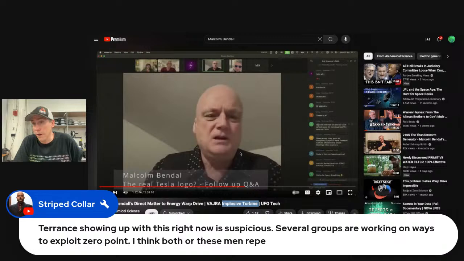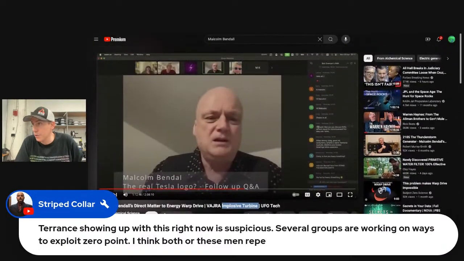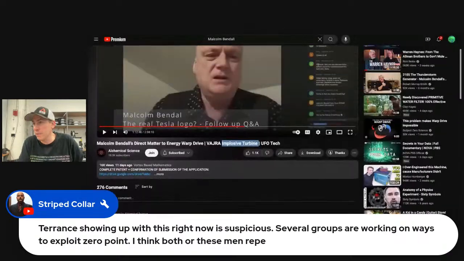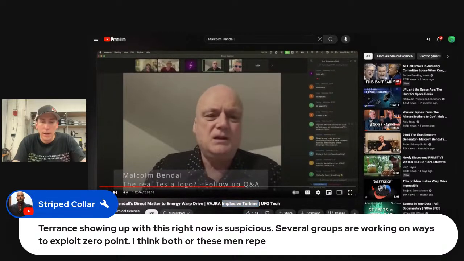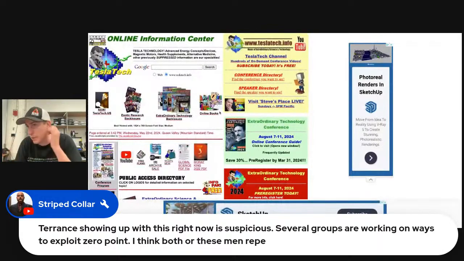Although I could be completely wrong, and maybe Malcolm Bendall really does have a direct matter to energy warp drive and a free energy generator with his thunderstorm generator. So what I am hoping is that Malcolm comes to Tesla Tech this year. I missed last year and wasn't able to go, but he showed up there at Tesla Tech down in Albuquerque with his thunderstorm generator, and I was so mad that I didn't go. So I hope he shows up this year and that I can go. I'm going to get Steve on here soon to come promote the conference. But I really want access to this thing.